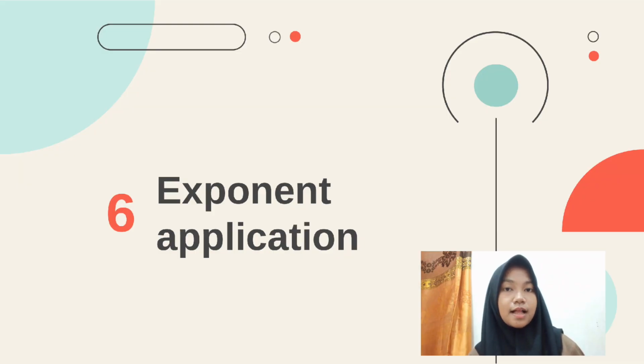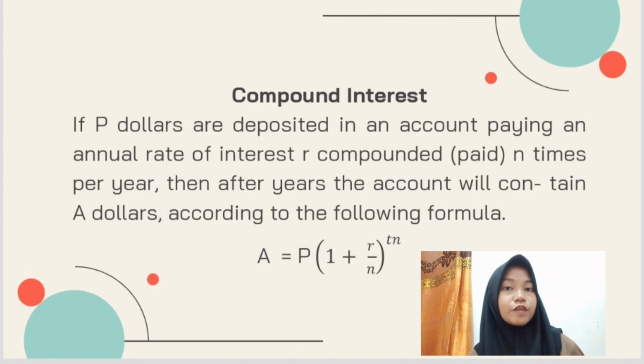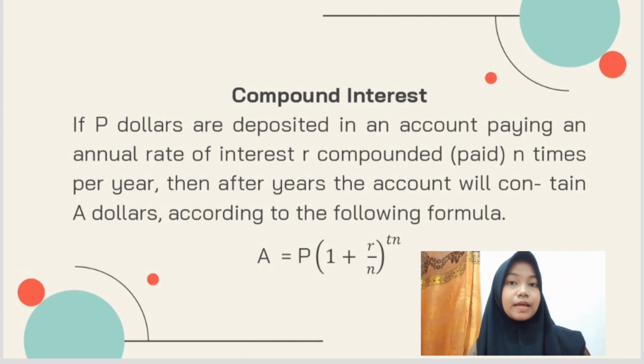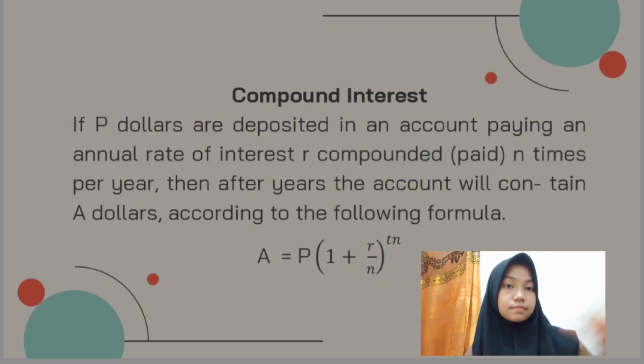Application of exponentials. One of the applications of exponentials in everyday life is compound interest. The formula for compound interest is A equals P times 1 plus r over n, in brackets, to the power of nt. A is the total amount, P is the principal amount, r is the annual rate of interest, n is how many times interest is compounded per year, and t is how long the money is deposited.